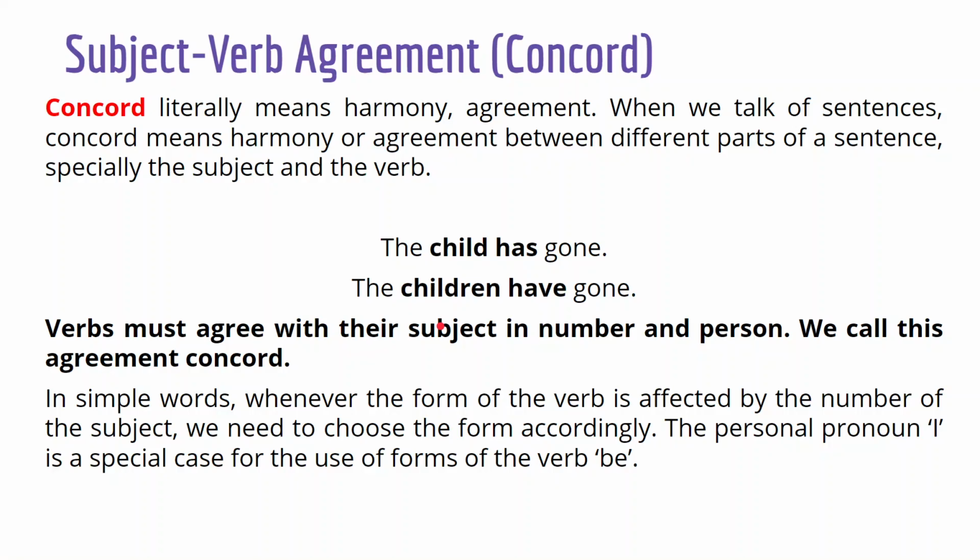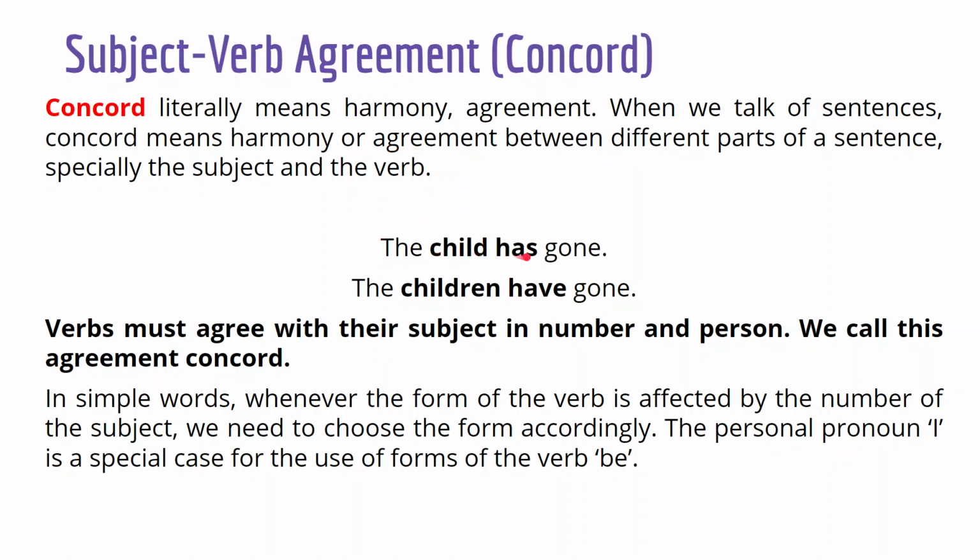Let us start. Subject-verb agreement, concord. What is the meaning of concord? Concord literally means harmony, agreement. It's a kind of compatibility between two things or two persons. When we talk about sentences, concord means harmony or agreement between different parts of a sentence, especially the subject and the verb. Let us see one example.